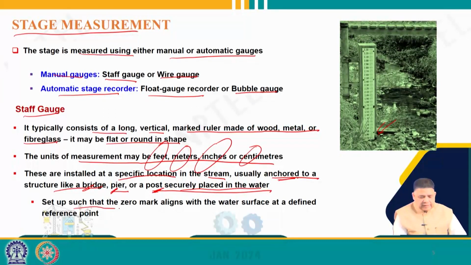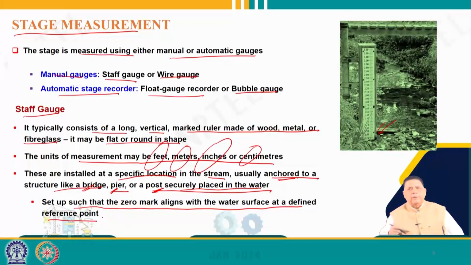And they are set up such that the 0 mark aligns with water surface at a defined reference point. Of course, because we have already a stage discharge relationship which we intend to use after measuring this stage. So, obviously, the reference point or the datum which we use here is very important, because that datum should correspond to the datum that has been used for developing the stage discharge relationship.